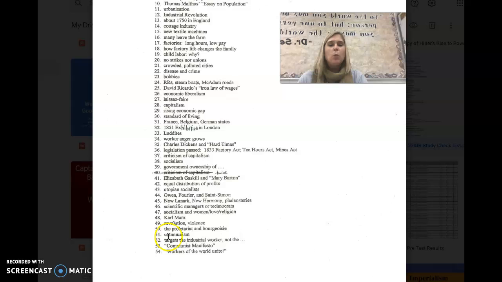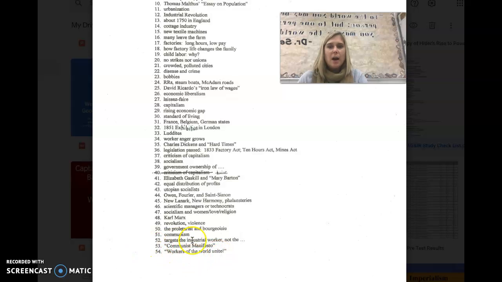When you study 51, which is Marxism, communism is Marxism. Make sure you know it targets the industrial worker and not, and here's how you finish this, the factory owners, which are your bourgeoisie. So again, communism targets the industrial worker and not the factory owners, and you can put in parentheses bourgeoisie, because that's where the factory owners are coming from, the middle class.